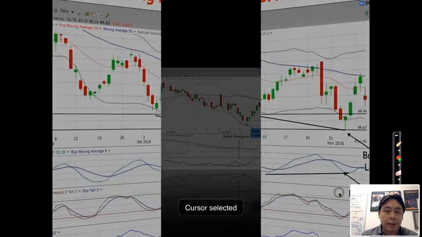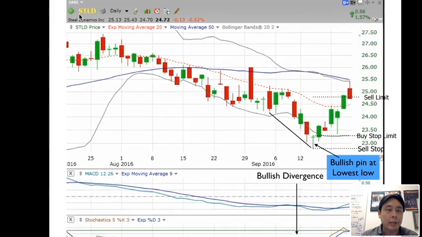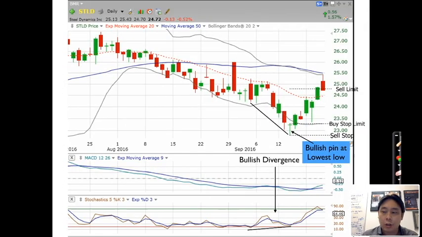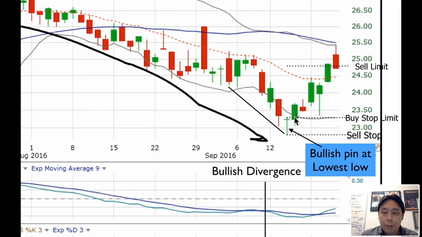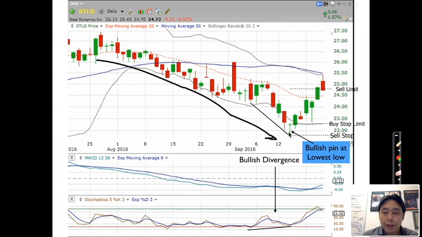Let's take a look at another example. STLD. Once again, this stock went all the way to a new low. We have a bullish pin bar that appears outside the lower Bollinger Bands. Check. We have a bullish divergence that appears on the stochastics. Price makes lower lows and the stochastics makes higher lows. So we've got one bullish divergence that we need.